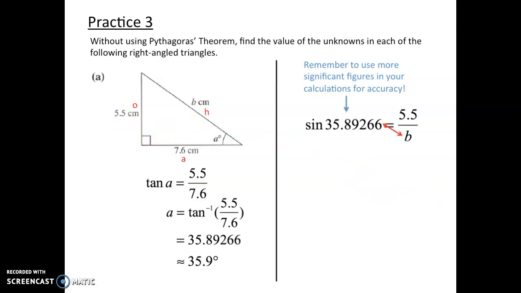So now we can cross multiply, and this would give us B equals to 5.5 over sine 35.89266. Press it on your calculator and you get 9.38136, which rounded off gives me 9.38 corrected to three significant figures.